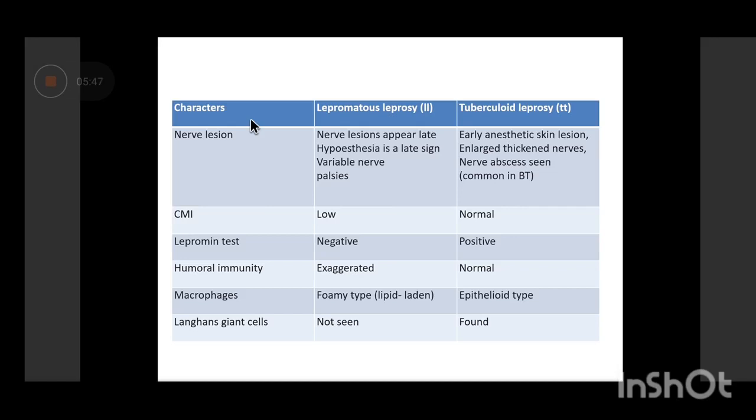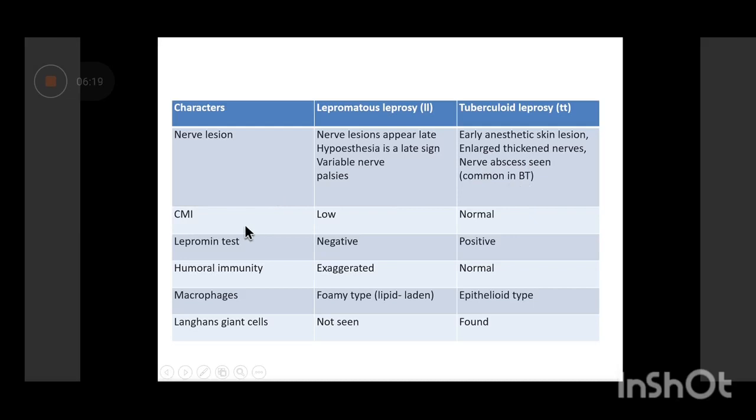In lepromatous leprosy, the nerve lesions appear late. Hypoesthesia is a late sign which is seen. But in tuberculoid leprosy, the nerve lesion signs appear early. The nerves will become thickened and enlarged, and sometimes a nerve abscess is seen, in tuberculoid leprosy, more so in borderline tuberculoid leprosy.